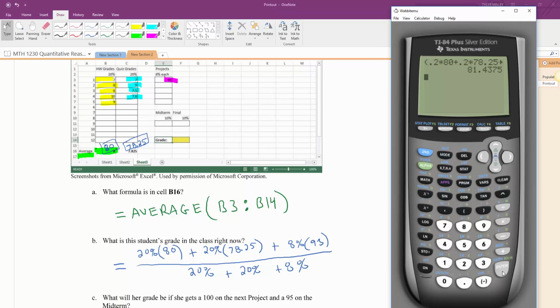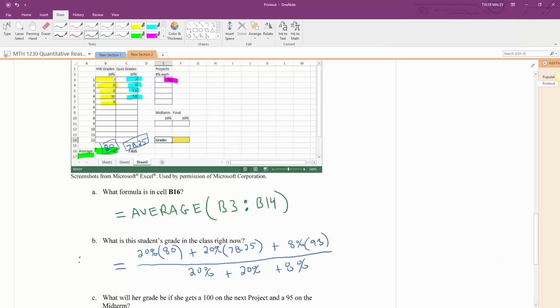All right, so hit enter. We get roughly 81.4. So that should be right. 81.4.